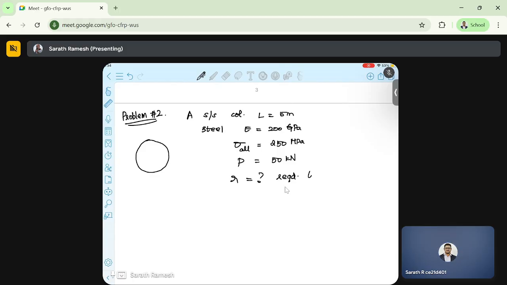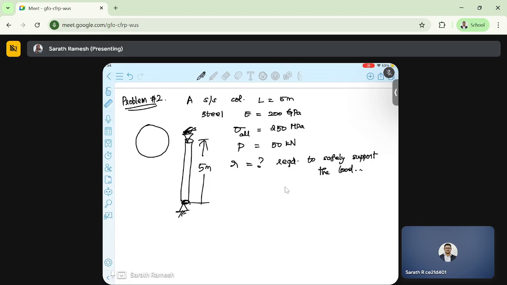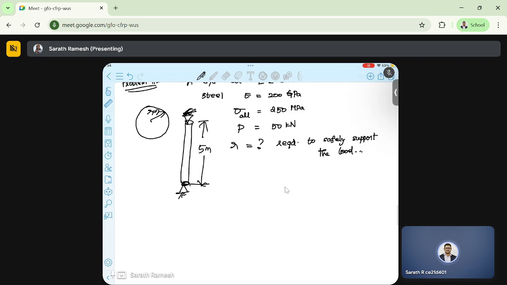Required to safely support the load. So this is what the question is. We have been given some simply supported column made up of steel. The length is 5 meters, and we need to find the radius. Radius equal to what? Right. So how to approach this problem?